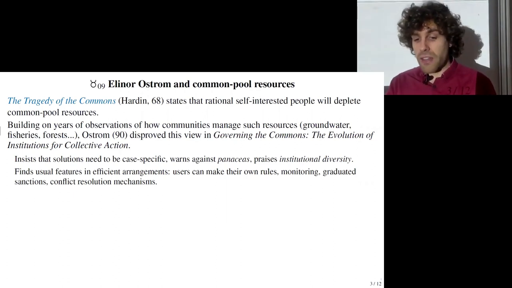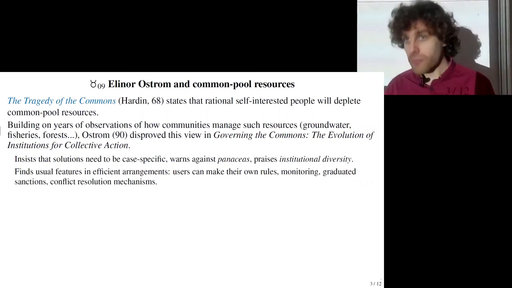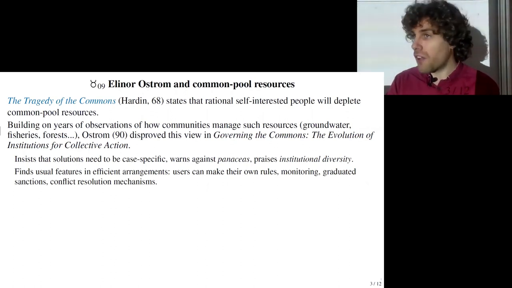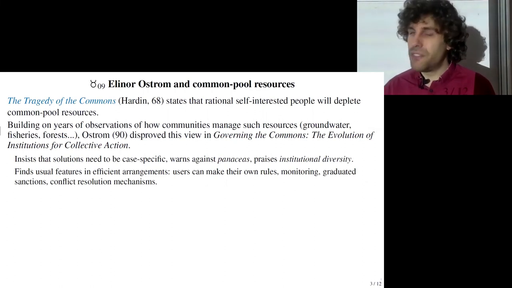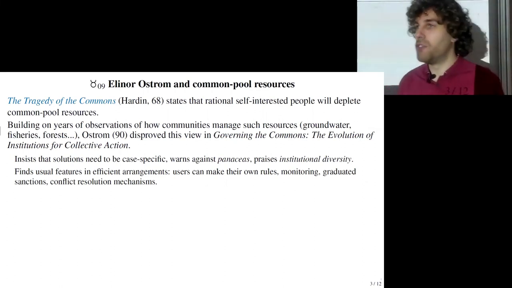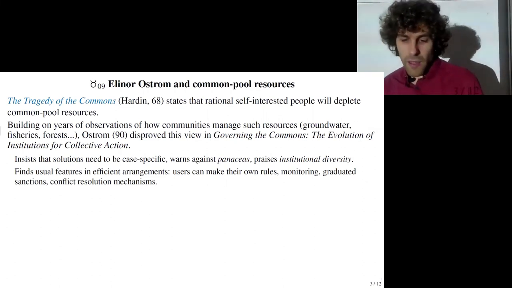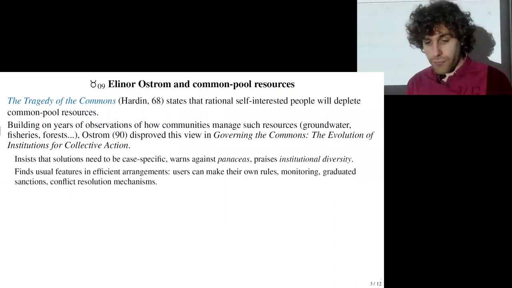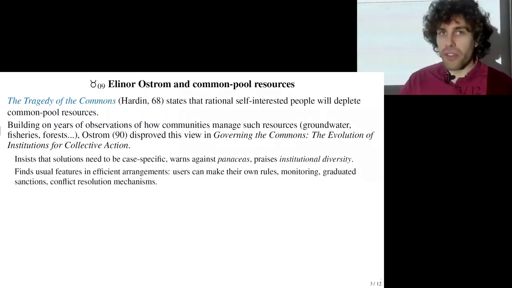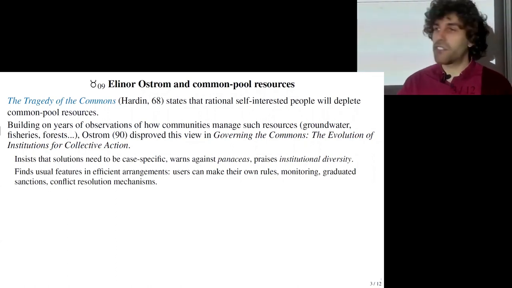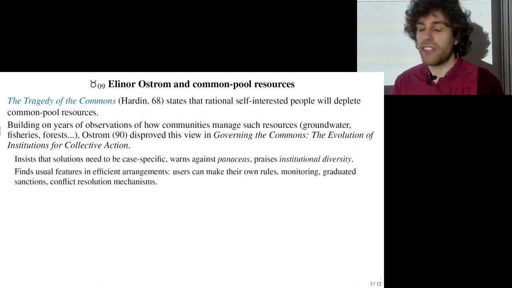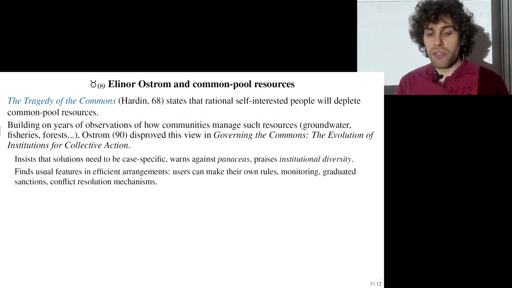So users can make their own rules. They can monitor each other. So this is why you needed to check who had voted what in the end. There is graduated sanction. So a small sanction for a first infringement, and then a larger sanction if there is a recidive, etc. And conflict resolution mechanisms.